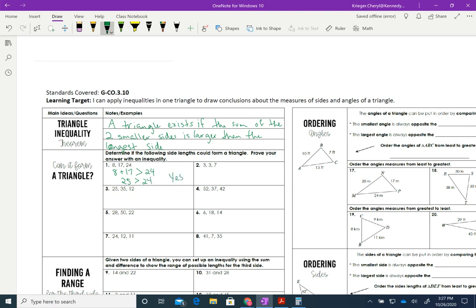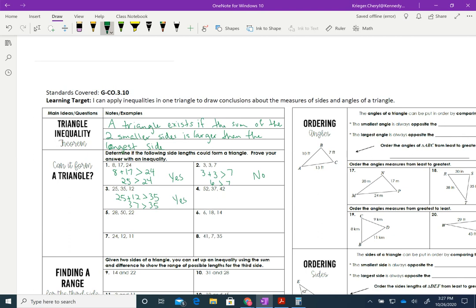Number 2, we have the two smaller sides. We add them together because we need to see if their sum is larger than the longest side. Okay, so we have 3 plus 3 is 6. 6 is greater than 7? No, no triangle could exist here. Okay, so number 3 will be 25 plus 12 is greater than 35. 25 plus 12 is 37. So yes, a triangle could exist for number 3.